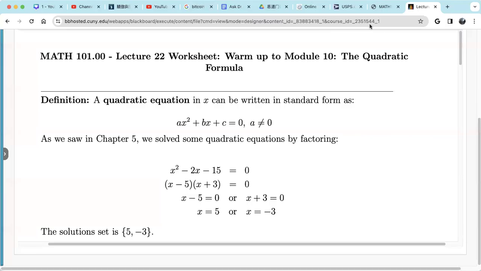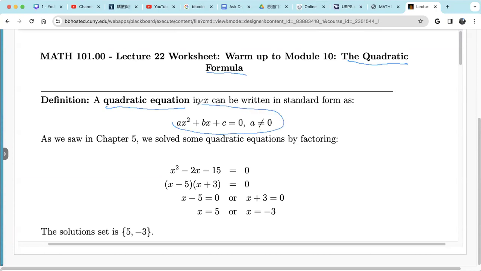Lecture notes 22, talk about the quadratic equations. So when we solve a quadratic equation, a guaranteed method is to apply the quadratic formula. All right, so a quadratic equation looks like this.